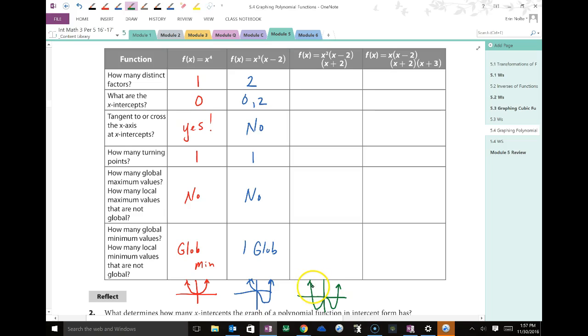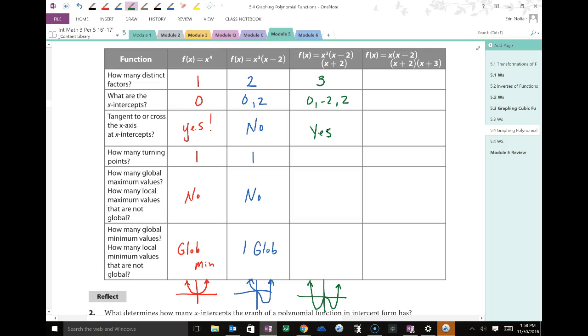Ooh, that was a bad drawing. Okay, how many factors do we have? 3. 0, -2, and +2. Did we have a bounce? Anybody figure out when bounces occur? What makes a graph bounce? One bounce, when it hits that. Yep, one bounce.